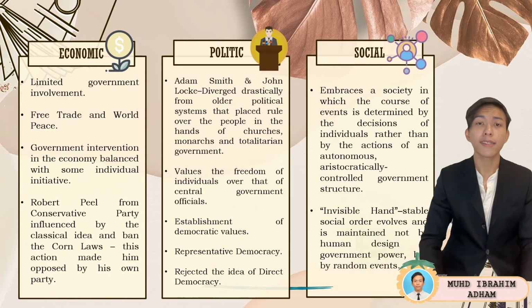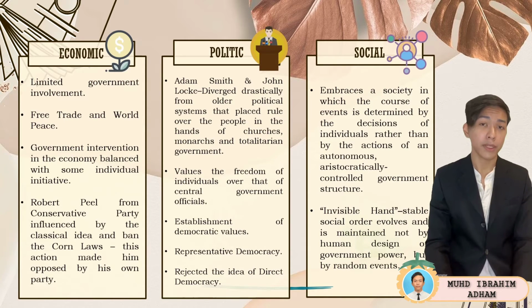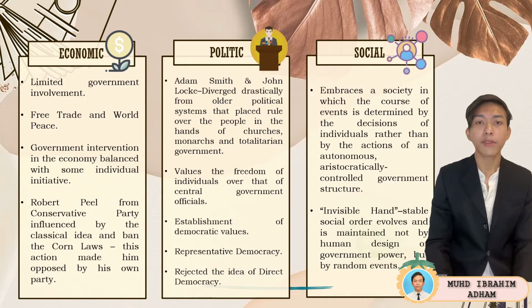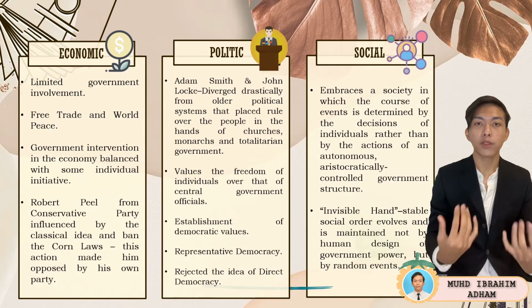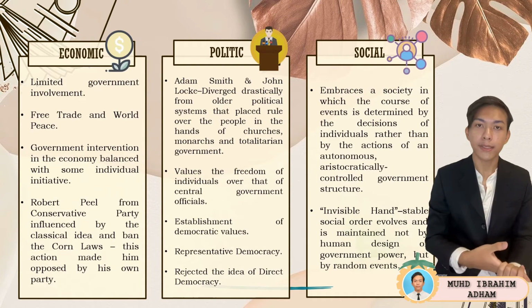As for the politics, classical liberalism diverged drastically from older political systems that placed rule over the people in the hands of church, monarchs, and totalitarian government. In this manner, the politics of classical liberalism values the freedom of the individual over that of a central government official. Classical liberals actually rejected the idea of direct democracy, the government shaped solely by a majority vote of citizens, because the majority might not always respect personal property rights or economic freedom.